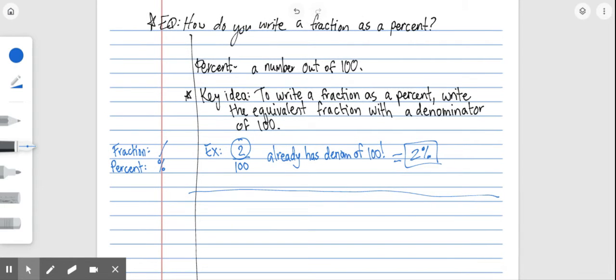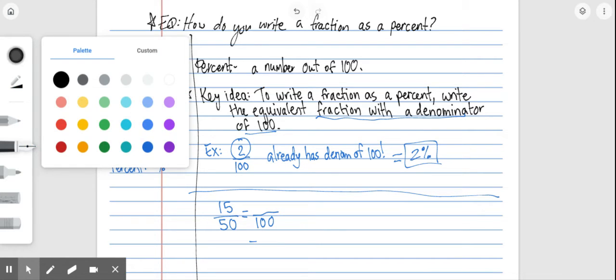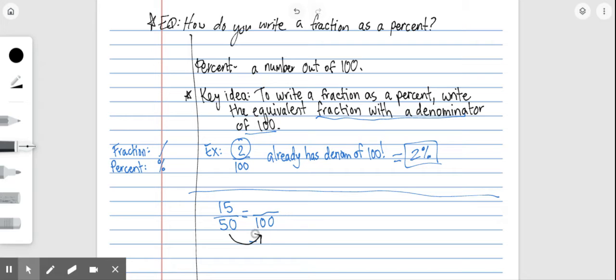Okay, let's do one that's a little more tricky. Let's do 15 out of 50. Okay, 15/50ths. So this is a fraction. Now I want to find it as a fraction with a denominator of 100. So I need to use what we learned about equivalent fractions at the beginning of the quarter to write this as a fraction out of 100. I know I want my denominator to be 100. So what I need to do is figure out what number will multiply 50 to get me to 100. 50 times what equals 100?